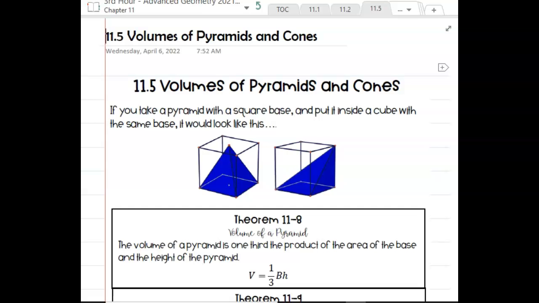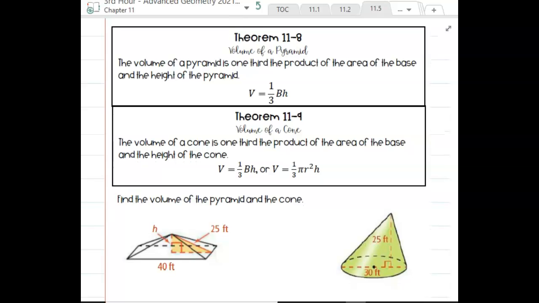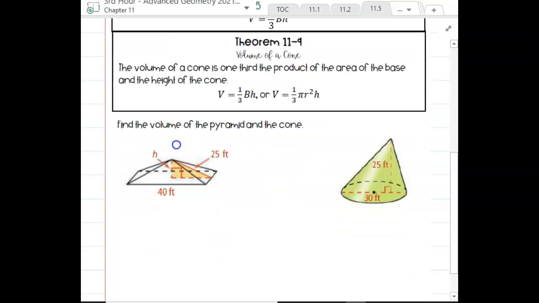Every single time. It doesn't matter if it's a square pyramid and a square prism. It could be a triangular pyramid and a triangular prism. Or it could be a cylinder and a cone. If they have the same base, congruent bases, and the same height, the volume of the pyramid and the volume of the cone are going to be exactly 1/3 of the prism or the cylinder. So the formulas today are the same, except we're going to throw 1/3 in front of it. That's it. Okay, so let's try this one here.